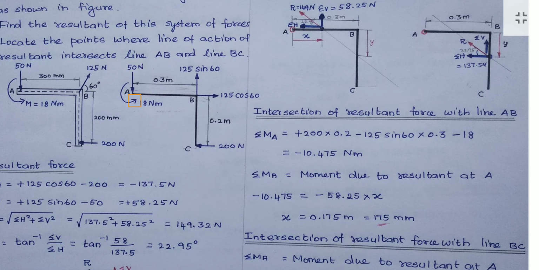Then this 50 Newton force will not create moment at all because it is hinged at A and the force is acting at the same point. So there is no distance, and the moment is 0. Then one more value is 18 Newton meter. This is an anti-clockwise couple, right? Anti-clockwise, so minus 18. This 18 is used only while calculating moment.